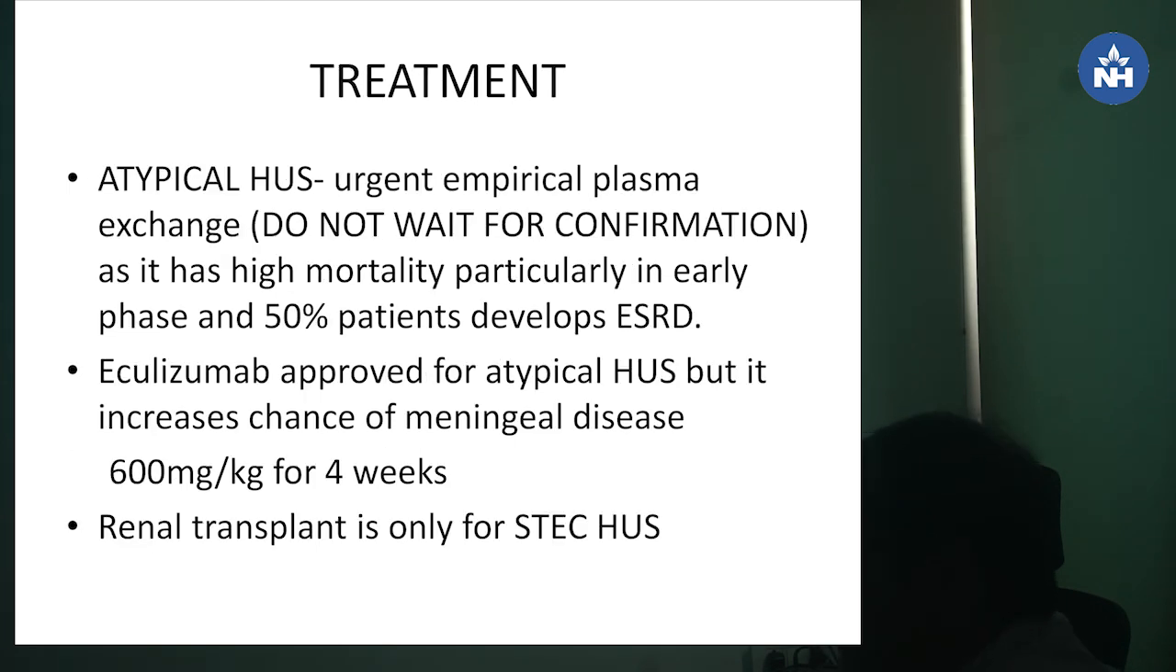For atypical HUS, urgent empirical plasma exchange is important because atypical HUS has high mortality and 50% of patients develop end-stage renal disease. Eculizumab is approved for atypical HUS, but it increases the chance of meningococcal disease. Dose is around 600 mg for 4 weeks. Renal transplant only for STEC-HUS, that is Shiga-like toxin producing E. coli.